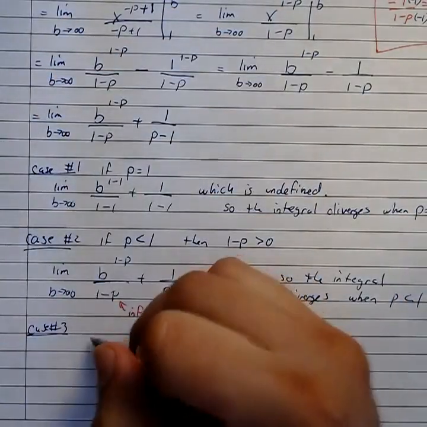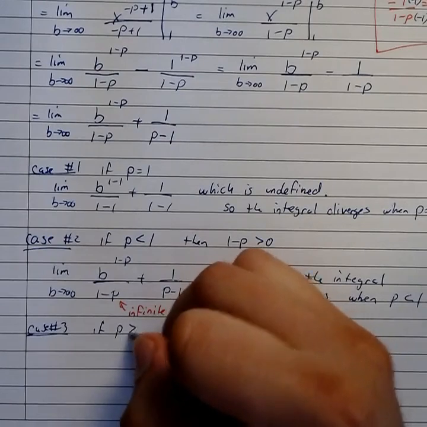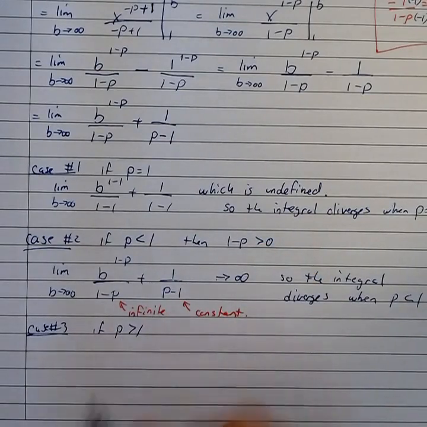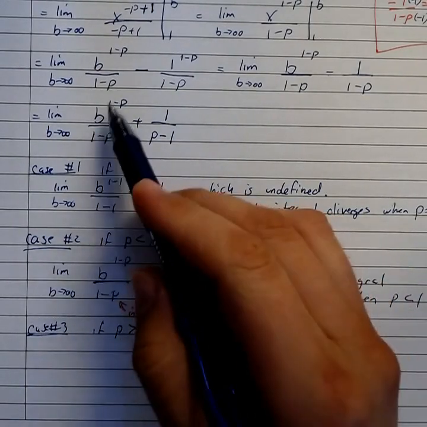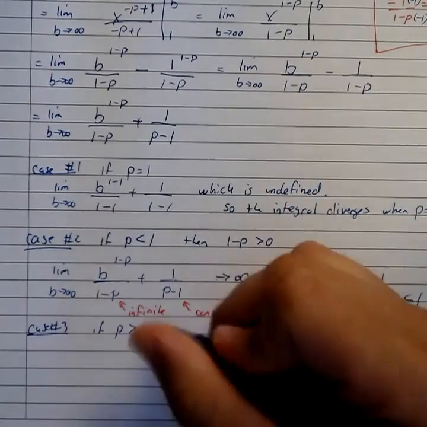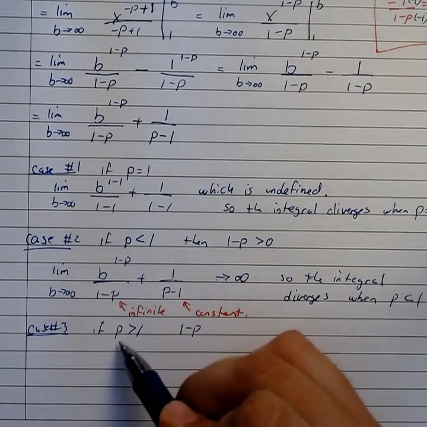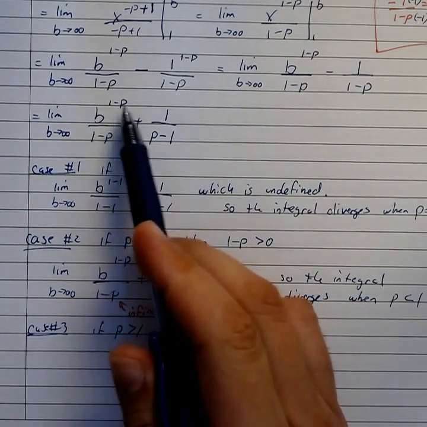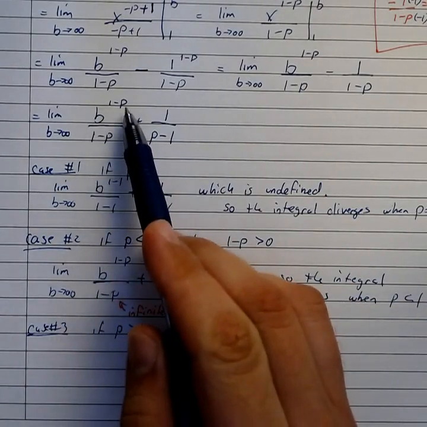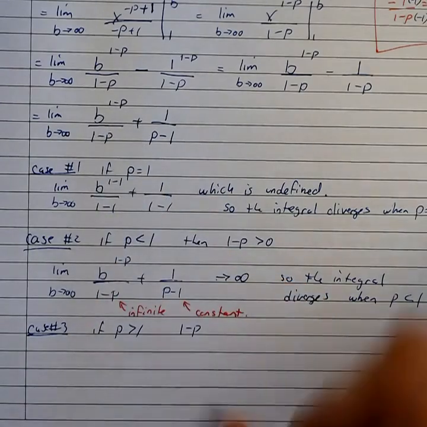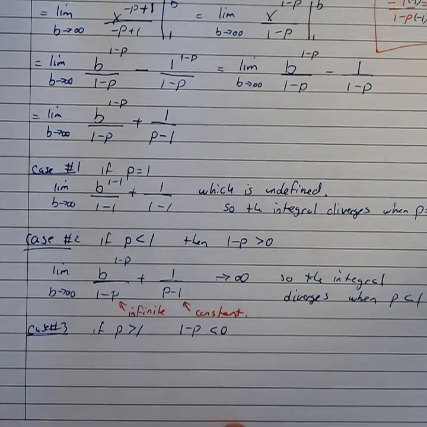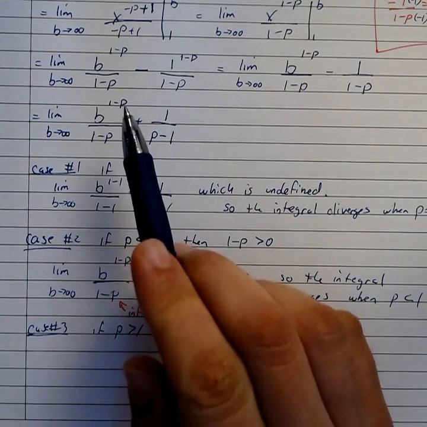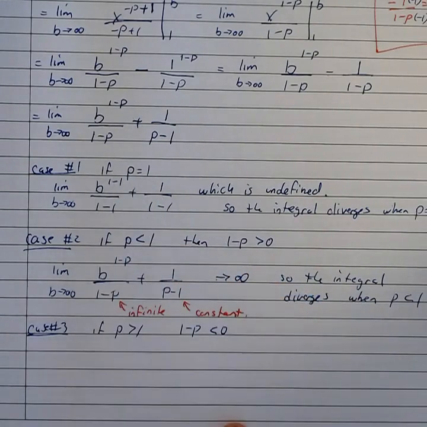And that's what happens if p is greater than 1. Well, if p is greater than 1, then 1 minus p is going to be negative, right? Because if you have a number that's greater than 1, say for example 2, 1 minus 2 would be negative 1. If you're subtracting a number that's bigger than 1, you're going to end up with a negative. Okay, but since that's a negative, that means it's going to come down into the denominator.